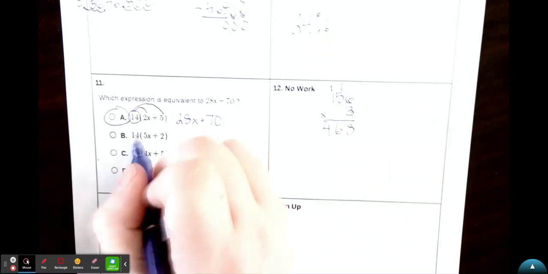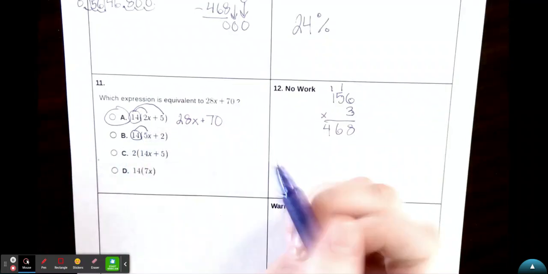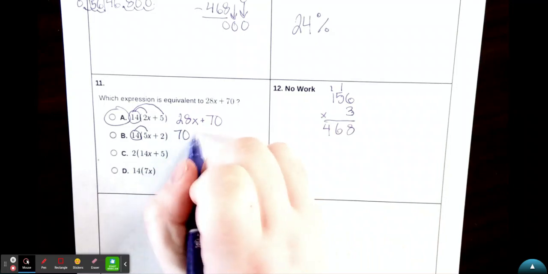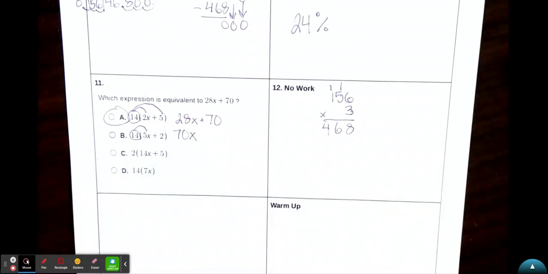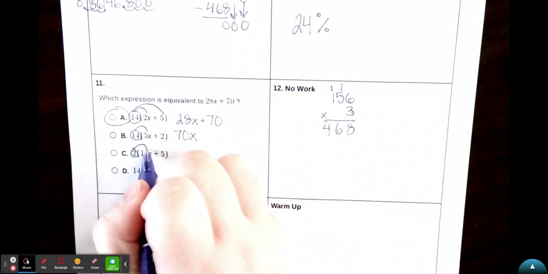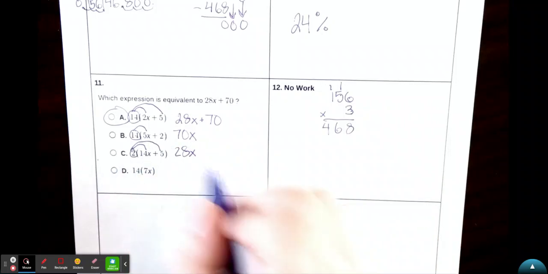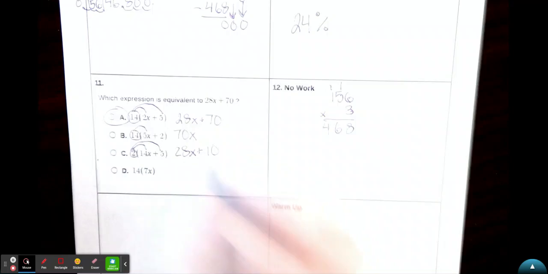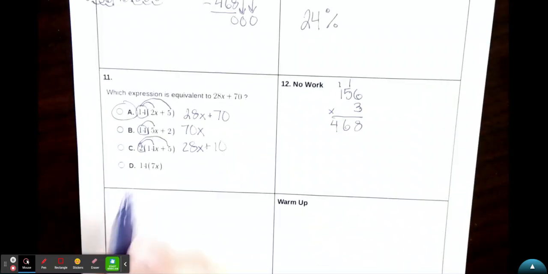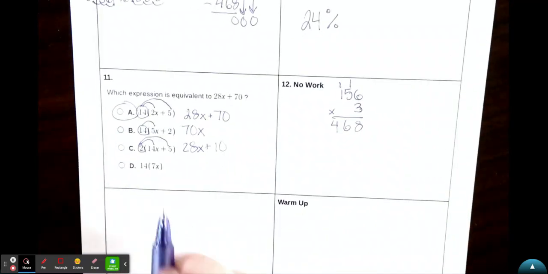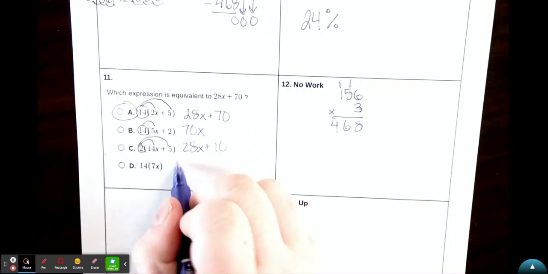Okay, what is 14 times 5x? 70x. So I immediately know that's not right. Okay, what's 2 times 14x? 28x. Okay, that looks good. And 2 times 5? 10. Oops. Yeah, not good. Okay, and then finally 14 times 7x? 98x.